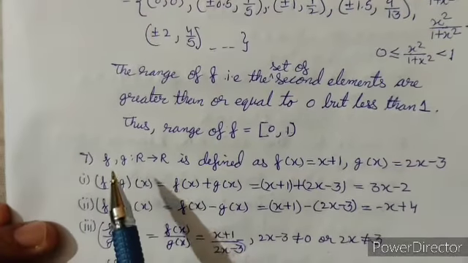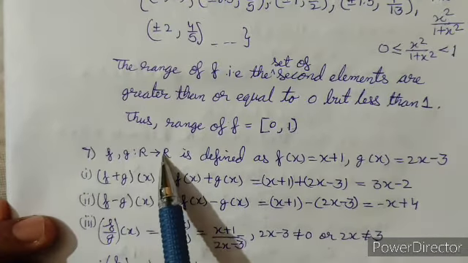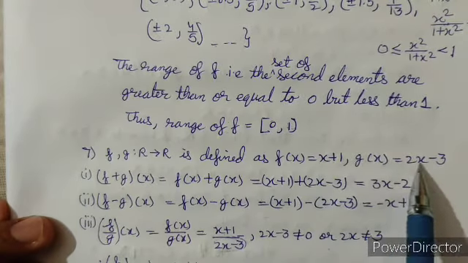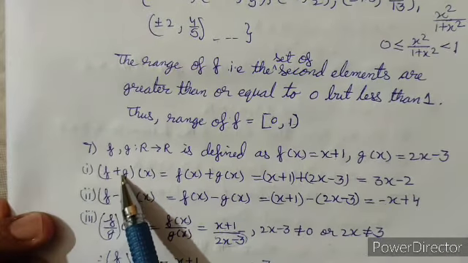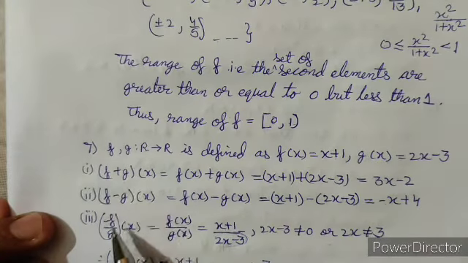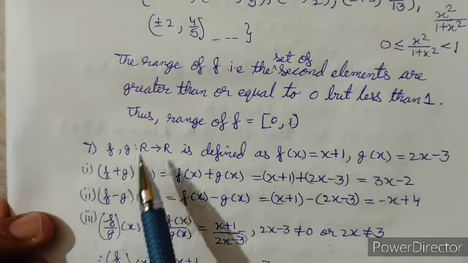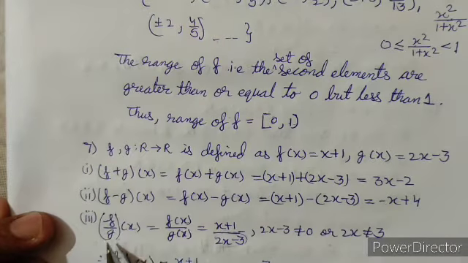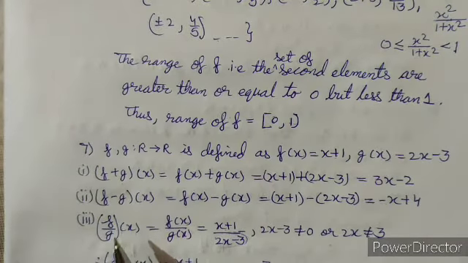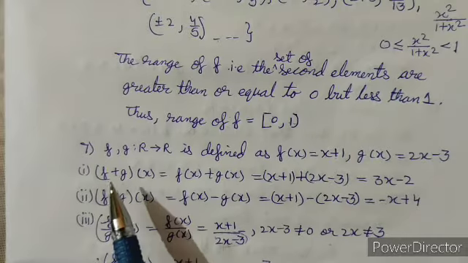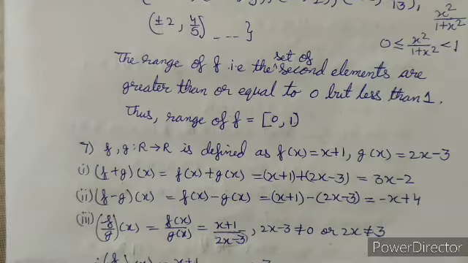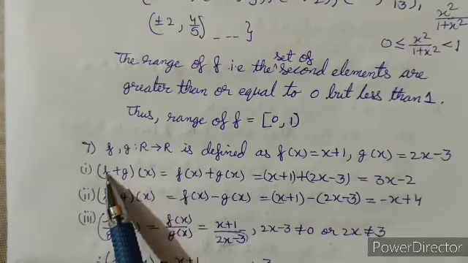Now in question number 7, f and g are two real functions defined by f(x) = x plus 1 and g(x) = 2x minus 3. We have to find the value of f plus g, f minus g and f by g. Now the sum, the difference, multiplication and division of functions is similar to the sum, difference, division and multiplication of polynomials.